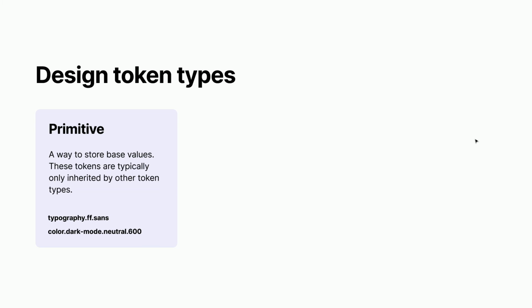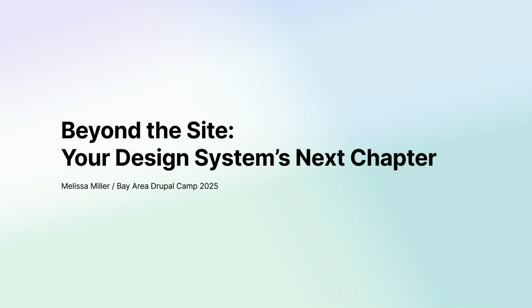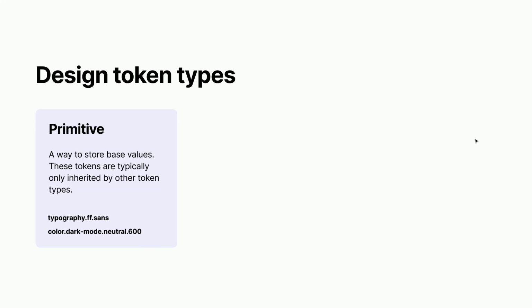These are a way to store the base values. These tokens are typically only inherited and not used directly in the components. These are where you set up your color ramps. So you say like you have your brand color and you have it like 100, 200, 300, 400. These are primitive tokens. You're never going to use those directly in the components, or you shouldn't because you're not going to have color mode switching. But that's where you store those. That's where you store your font families, stuff like that. So those are 2 examples. You see the examples at the bottom. They're in dot notation because that's essentially the JSON before it gets converted. And I'll show a conversion example.